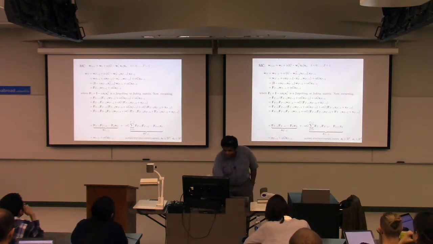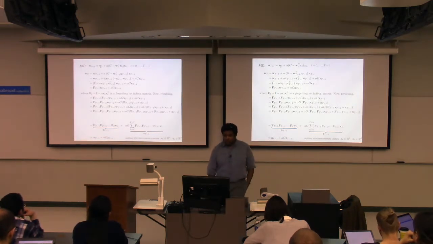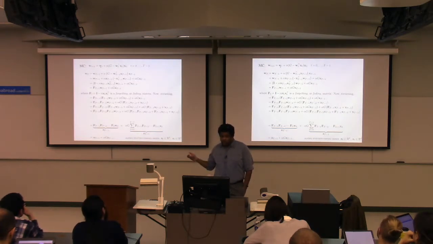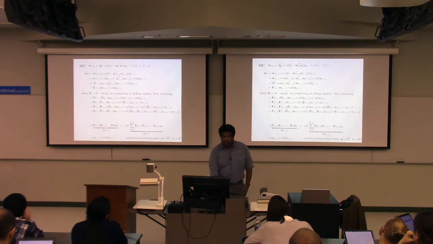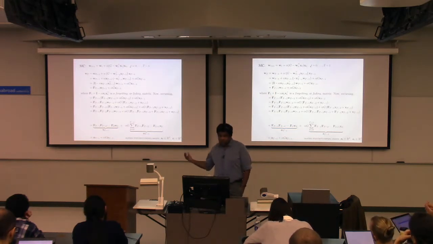So what do we start off with? We start off with the Monte Carlo formula, right? The weights for time t plus 1 are equal to the weights at time t plus alpha times an error term times the feature vector, right? Alpha delta x. And this holds for all time steps between 0 and capital T minus 1.